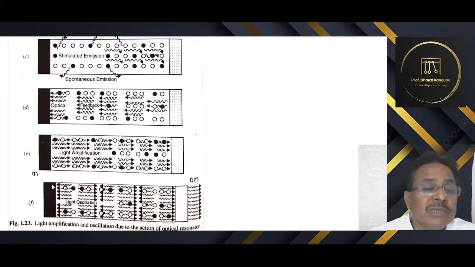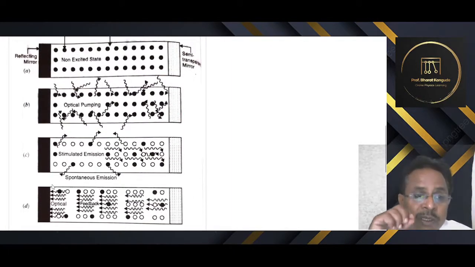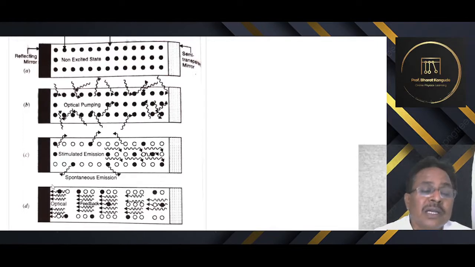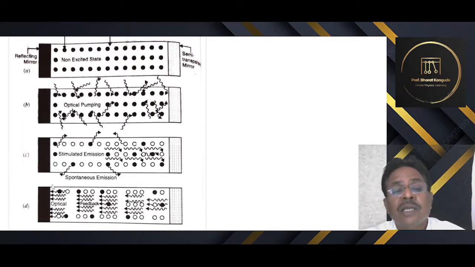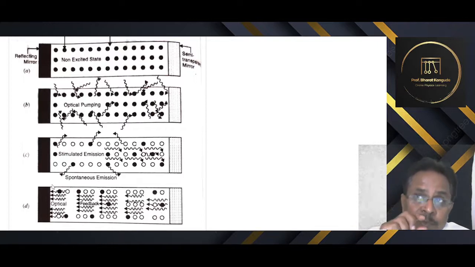So let's see once again, let's repeat what happens here. This is the non-excited state E, then there is a host medium, there are the active centers, and the two mirrors which are 100% reflective. The mirror on the right hand side is a semi-transparent mirror, that means some part of the radiation can pass through this mirror.